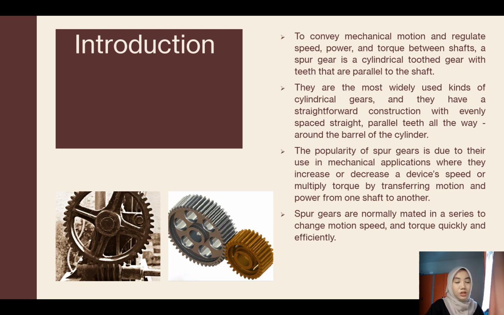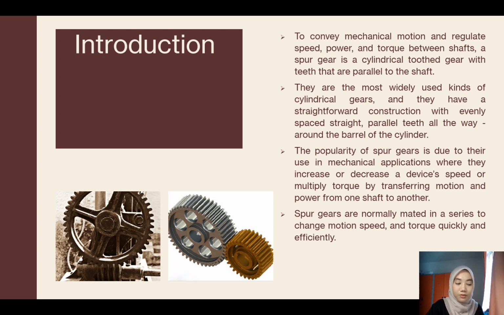To convey mechanical motion and regulate speed, power, and torque between shafts, a spur gear is a cylindrical gear with teeth that are parallel to the shaft. They are the most widely used kind of cylindrical gears, and they have a straightforward construction with evenly spaced straight, parallel teeth all the way around the barrel of the cylinder.